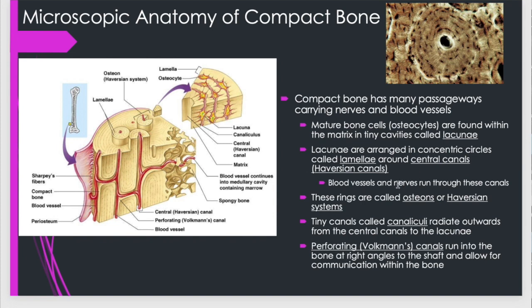There's tiny canals that are called canaliculi that will radiate outwards. Let me find that on here to show you. So the canaliculus right in here, that radiate kind of in the opposite direction. They are just going to help connect those structures that we've just been talking about. And then perforating canals, also called Volkmann's canals, will run kind of perpendicular to the shaft of the long bone, and that just allows for communication, so nerve communication, blood communication among those different layers of bone.